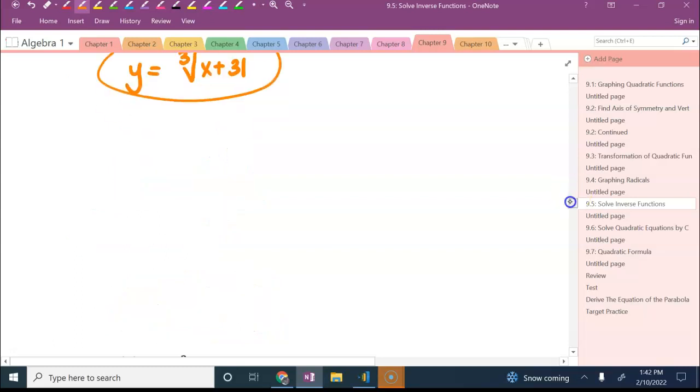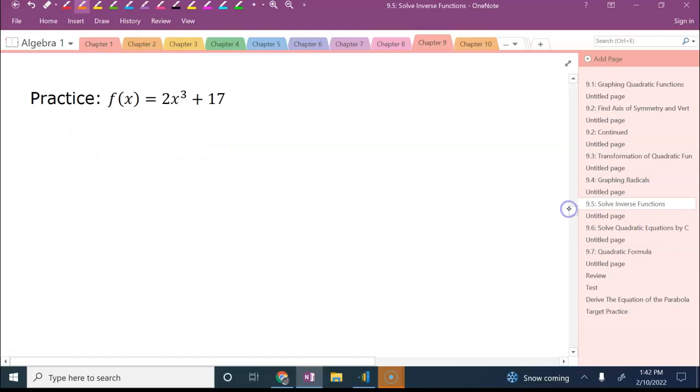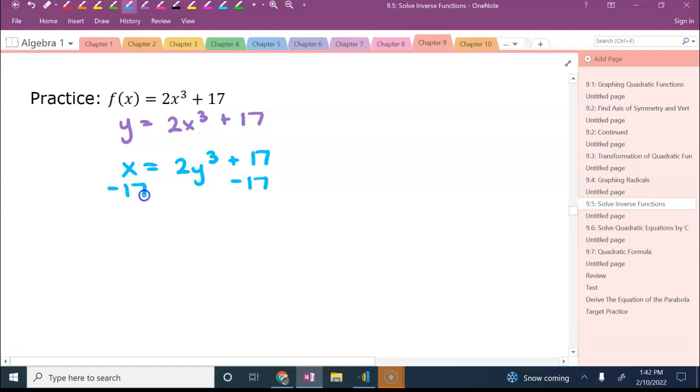Now moving on to the second one. Again, I'm going to say y equals 2x to the third plus 17. I'm going to switch my x and my y around. I'm going to start by subtracting 17 from the x. So I have x minus 17 equals 2y to the third.